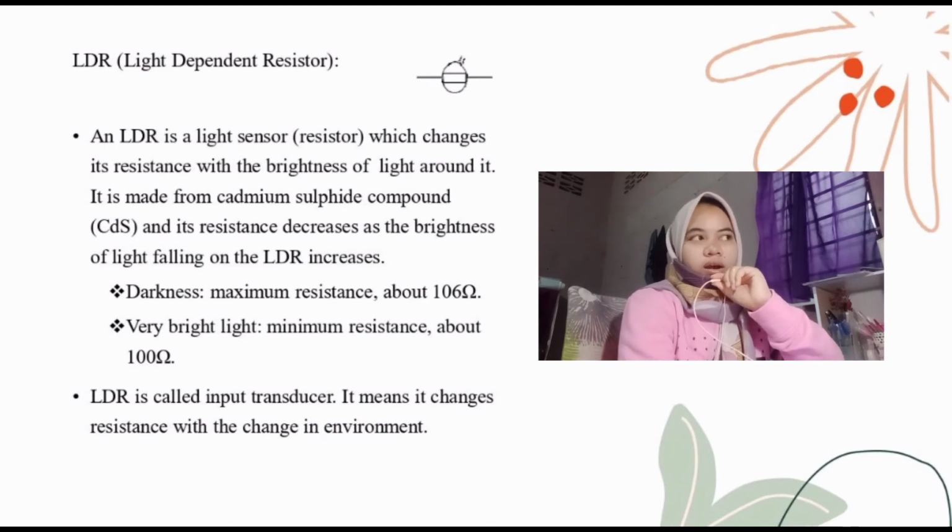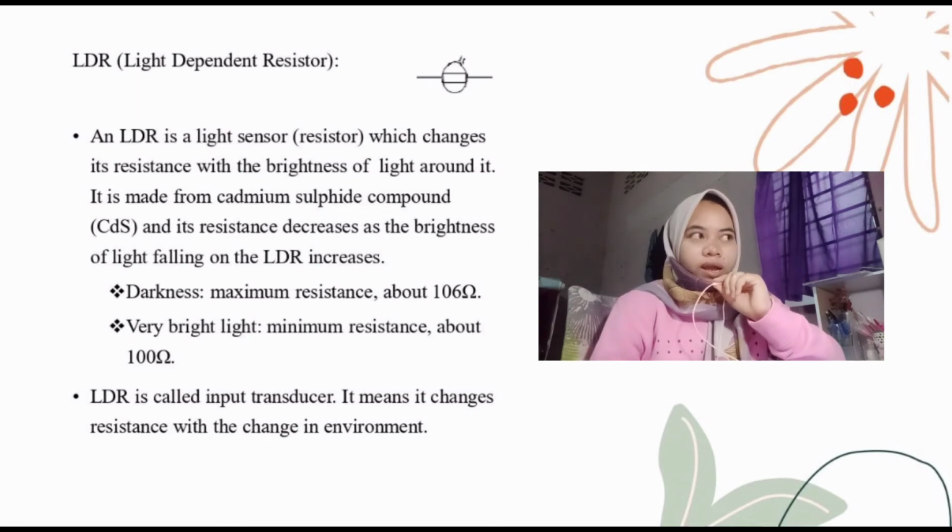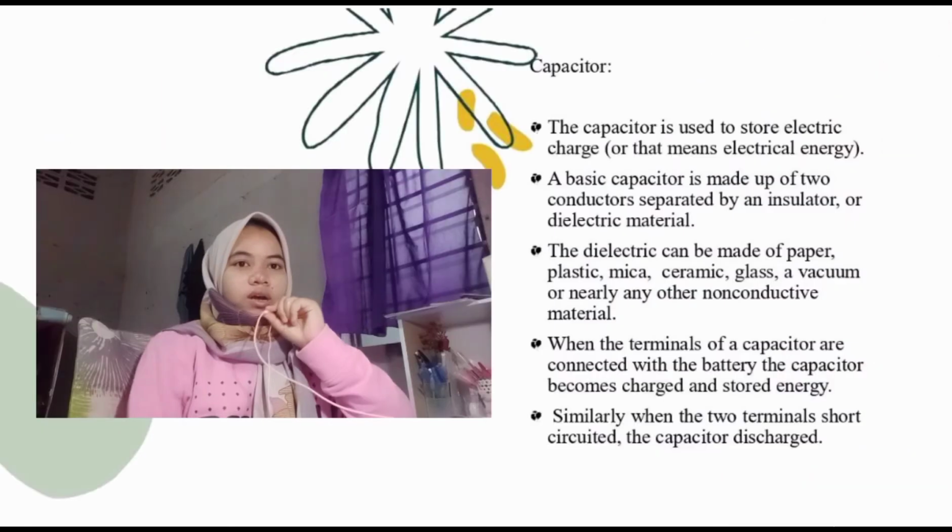LDR. An LDR is a light sensor which changes its resistance with the brightness of light around it. It is made from cadmium sulfide compound, CdS, and its resistance decreases as the brightness of light falling on the LDR increases. LDR is also called an input transducer. It means it changes resistance with the change in environment.